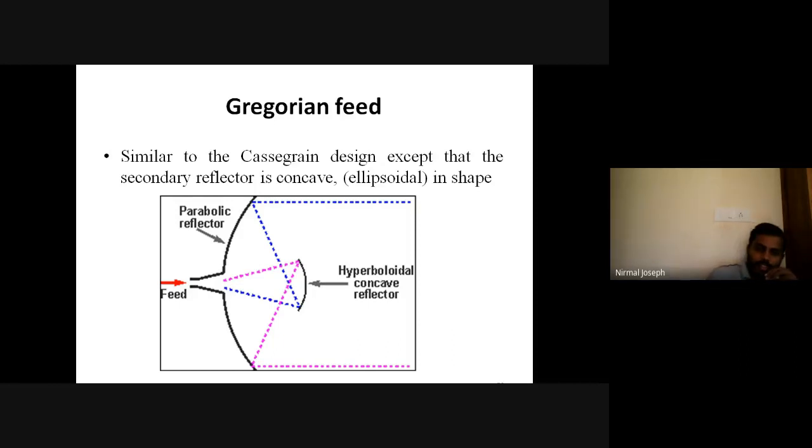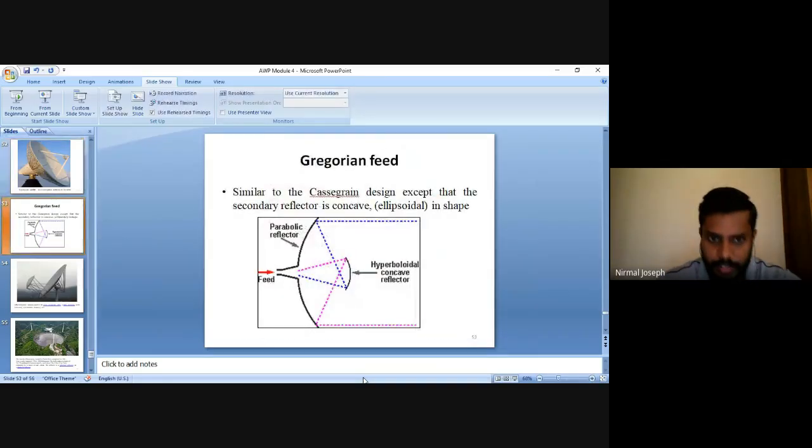The feed we are giving here at the vertex of the parabola, and it will fall upon this. You can see two rays shown. One falls on this and is reflected back to the main reflector, and a plane wave is formed. Likewise, this blue line falls at this point on the concave hyperbolic reflector, then gets reflected into the parabolic reflector. Eventually, they form a parallel beam. So that is the thing with the Gregorian feed.